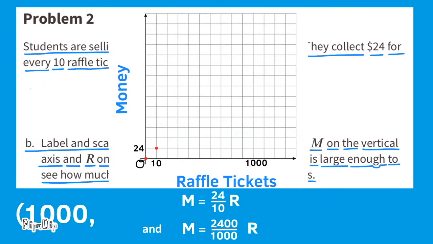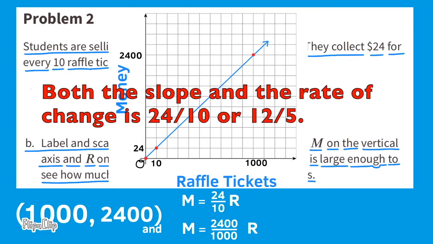Let's just go straight to selling 1,000 tickets. The x value is 1,000, the y value is 2,400. I've plotted those points, now we can draw the line that this formula represents. Both the slope and the rate of change is 24/10, or like we said earlier, 12/5.